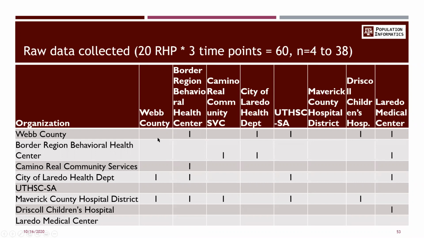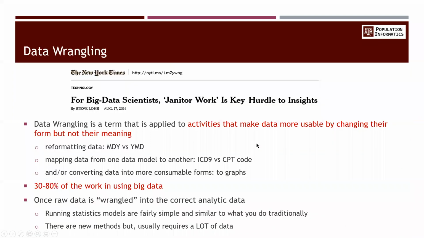So here's what I got, and how do you read this? First of all, you go across and you say, okay, Webb County participated in my survey. And what did they say? They said they collaborated with Boulder Regional, City of Laredo, UTH San Antonio, Driscoll Children's Hospital, and Laredo Medical Center. They did not collaborate with Maverick, Camino Real, and South, right? This is South. So you read things like that. I'm like, okay, I get that. I can understand this.